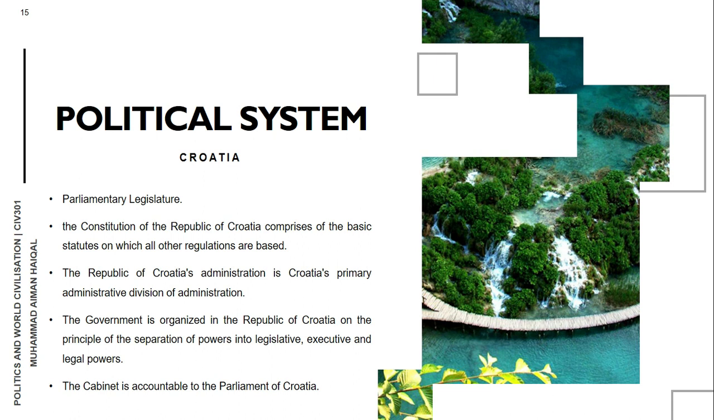The constitutional structure focuses on the separation of power into three branches. First, the legislature, the executive, and the judiciary. The cabinet of the Republic of Croatia is headed by the Prime Minister. It is responsible for the decisions taken by the government together with the representatives of the council. The cabinet is accountable to the Croatian Parliament.